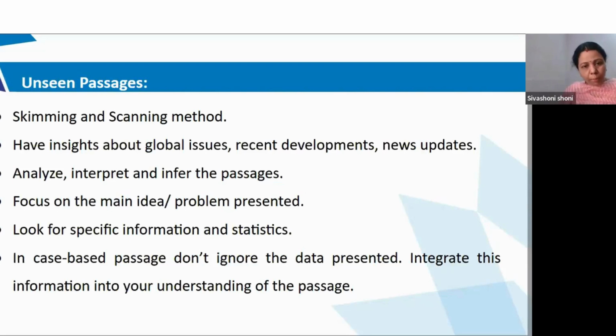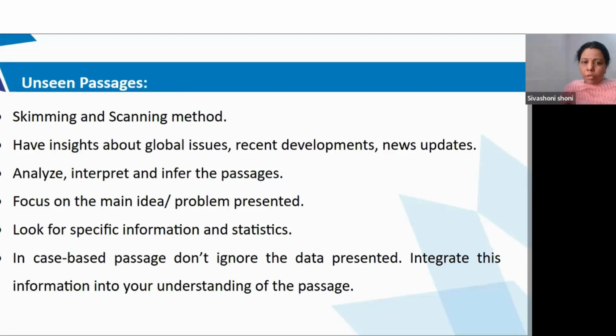When you read the passages, keep in mind key points, like if it is talking about some global issues or recent developments. When you read a passage and realize that this might be a point of question, make a note of it, not on the question paper, but in the rough work.